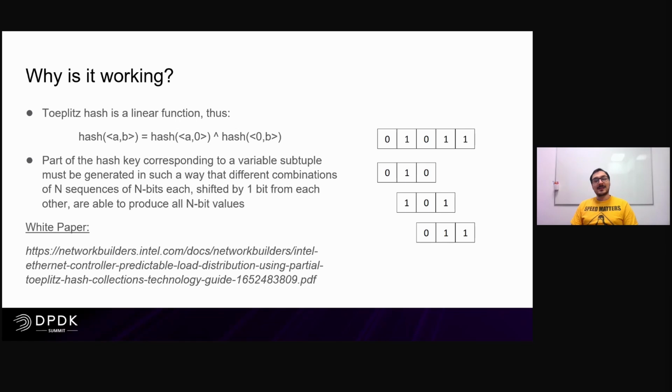Second, we must have a special bit sequence inside the RSS hash key such that different combinations of n sequences of n bits each, shifted by 1 bit from each other, are able to produce all n-bit values by XORing them together. This is crucial for building the complementary table. For example, I show here three 3-bit sequences which, when XORed, can produce all possible 3-bit values. For more information, please check the white paper at this link.